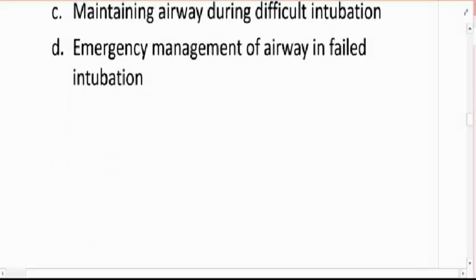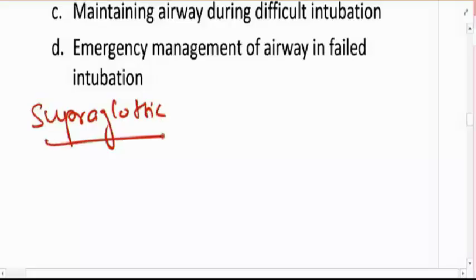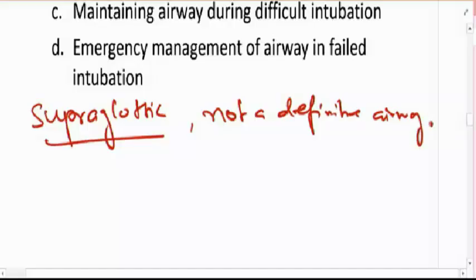Now, a laryngeal mask airway is a supraglottic device, that is, it remains above the level of the glottic opening. Now, it is not a definitive airway. Definitive airway is an airway which forms seal inside the trachea. Since LMAs do not form seal inside trachea, therefore it is not a definitive airway.